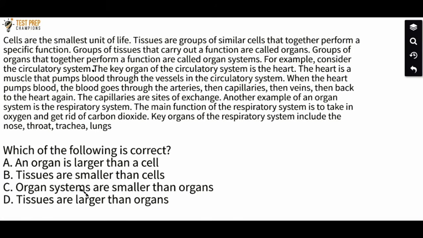The heart is a muscle that pumps blood through the vessels in the circulatory system. When the heart pumps blood, the blood goes through the arteries, then capillaries, then veins, then back to the heart again. The capillaries are sites of exchange.